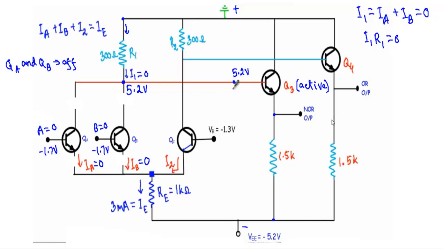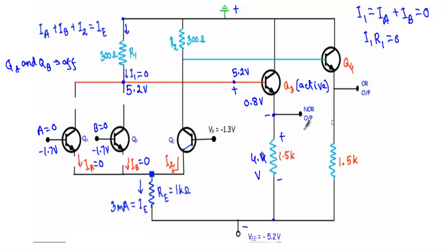Therefore I can expect a base to emitter junction drop greater than 0.7 volt, which will be, let's say, 0.8 volt between this terminal to this terminal, and the rest of the 4.4 volt will be absorbed by the 1.5 kilo ohm resistor. See, from this terminal to this terminal I will get minus 4.4, and from this terminal to this terminal I will get 0.8 volt, and from this terminal to this terminal I will get 0 volt, so minus 5.2 volt.